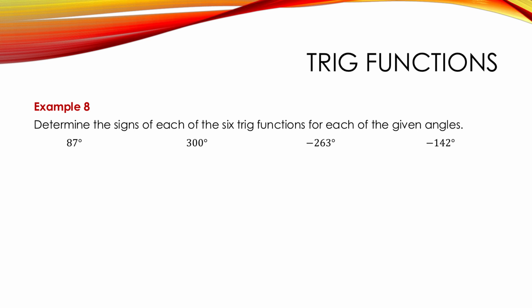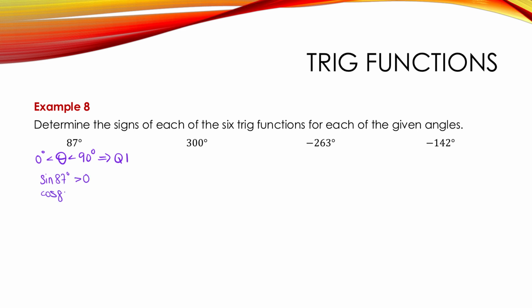So let's determine the signs of each of the 6 trig functions for each of our given angles here. The first thing we need to know is what quadrant each angle is in. So if we think of 87 degrees, that means theta here is between 0 degrees and 90 degrees, which makes this in quadrant 1, which means all of our trig functions are positive. So sine of theta, which in this case theta is 87. So the sine of 87 degrees is greater than 0.